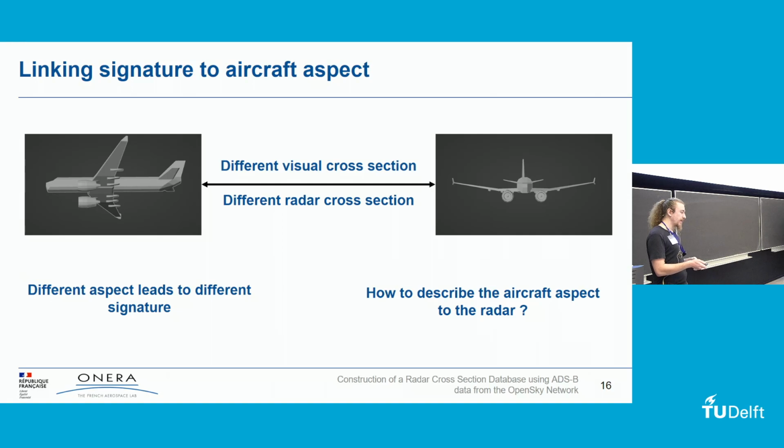As you might guess, the aircraft aspect is quite important when we talk about RCS measurement. Here, I have a small model of an aircraft. You see that for different aspects, we have different visual cross-section.